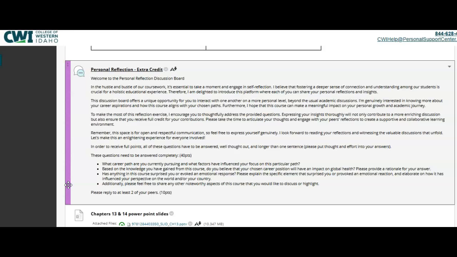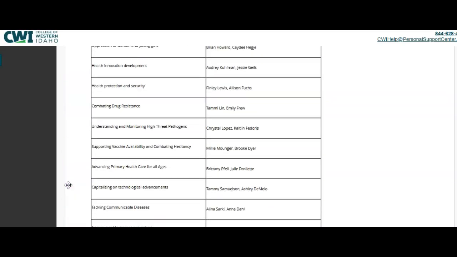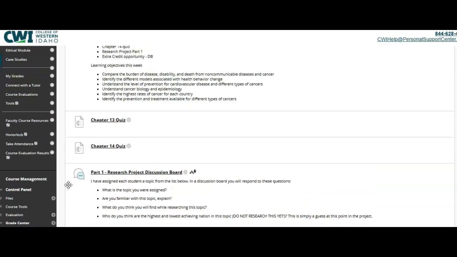But in order to receive full points, everything needs to be answered thoroughly, longer than 1 sentence. It should be well thought out. And as always, be respectful and courteous to each other as you're responding. So make sure that it's genuine and you're treating each other with respect in your responses. So that is what we will be working on this week.